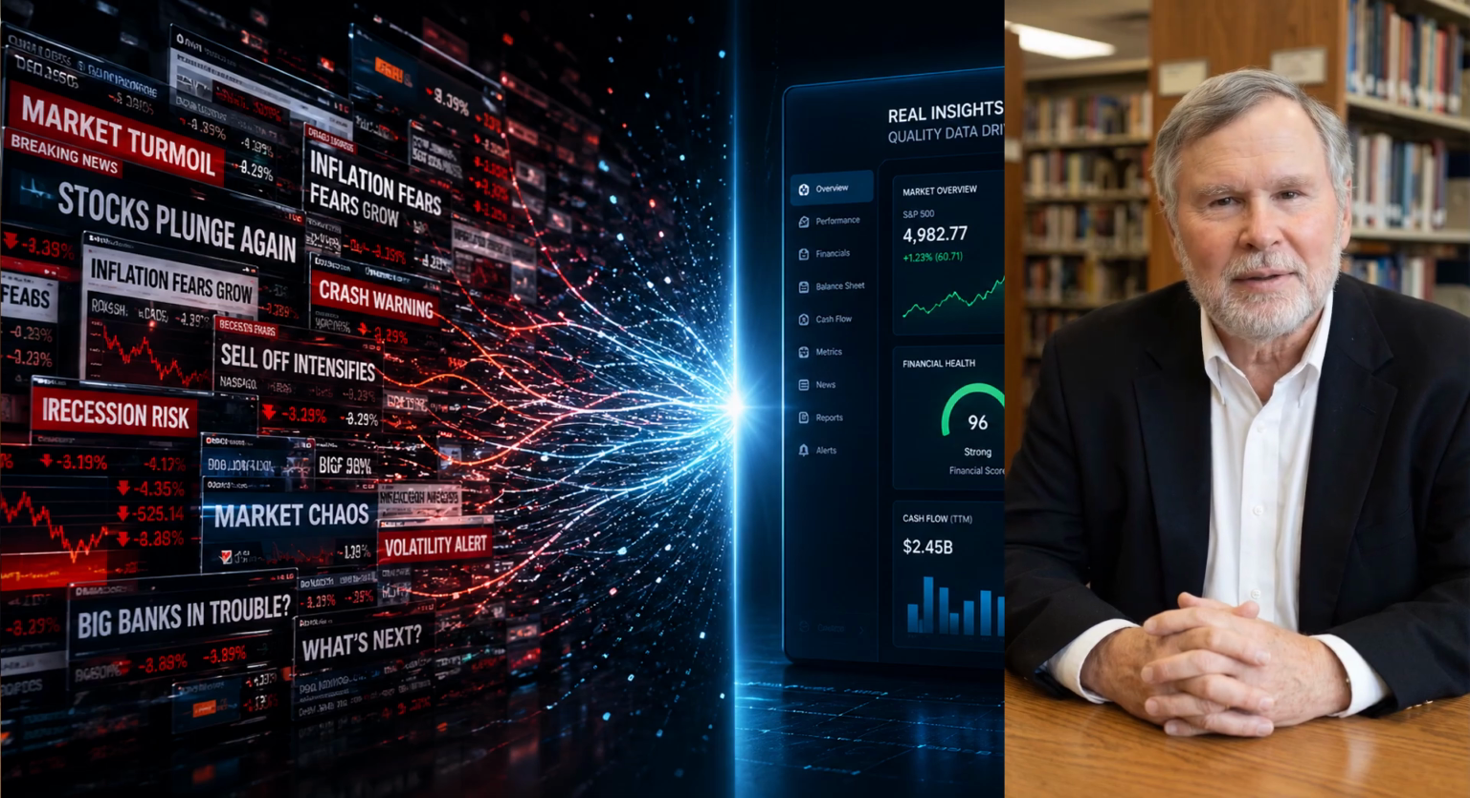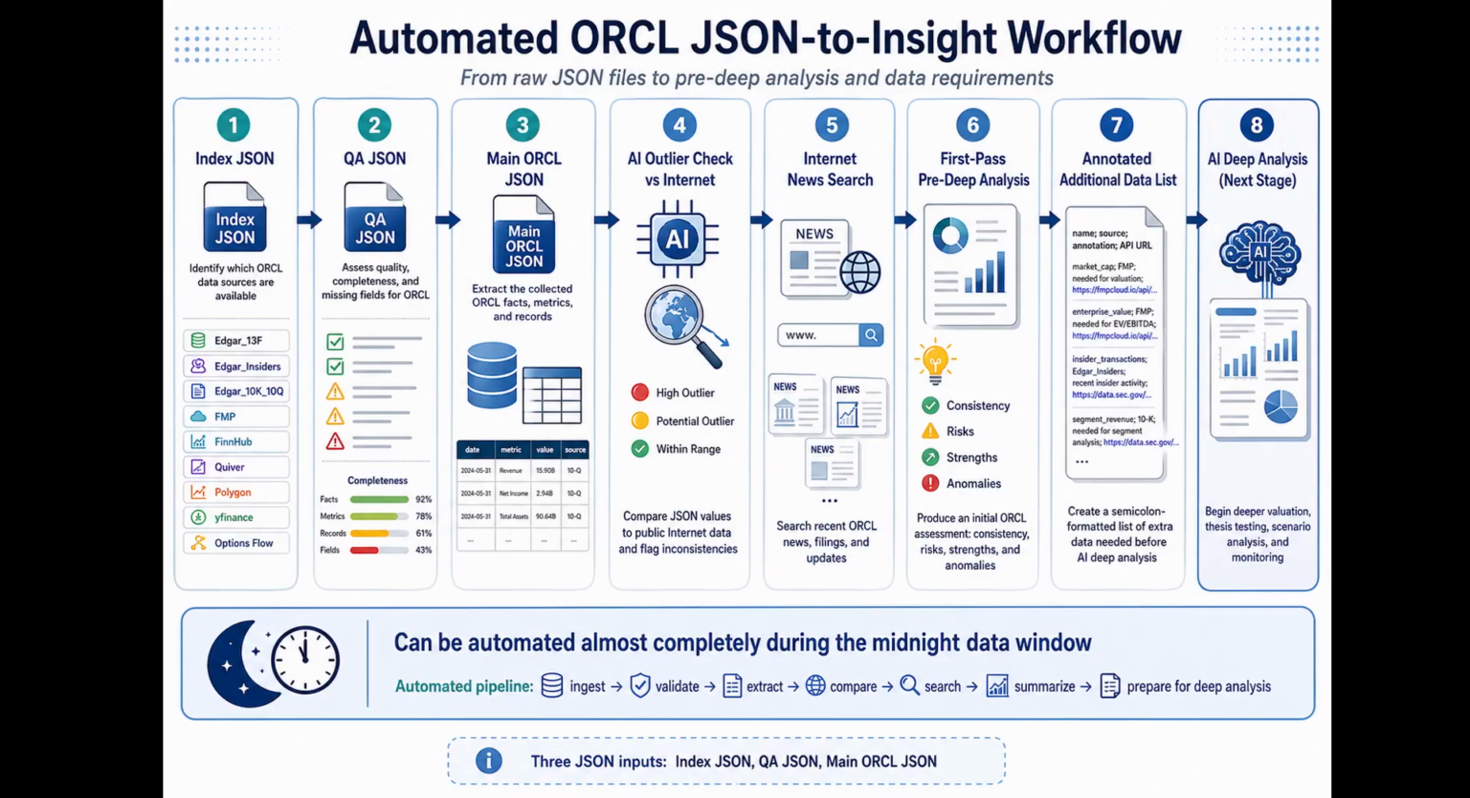Now for the talk. This overview is technical, but I will keep it high level so it is easy to understand for most audiences. This image shows the data processing that occurs after all stock market data sources have been collected and before the deep AI analysis begins. We will use Oracle, ticker symbol ORCL, as the example. In this workflow, JSON simply refers to the format used to collect and store the data.